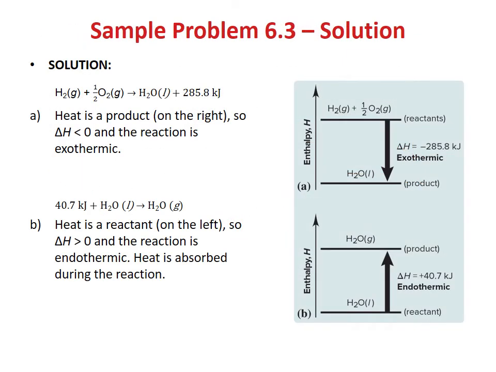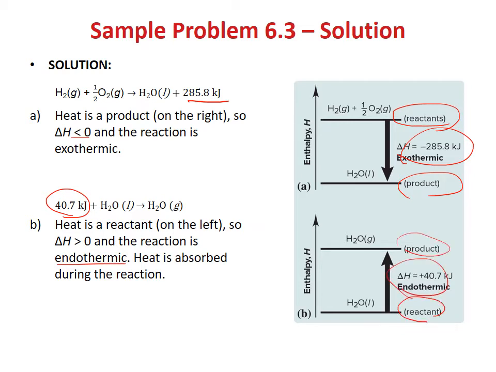Okay, so here are the answer keys. For A, heat is a product, and so delta H is negative. It's an exothermic reaction, and so the reactants release heat to the surroundings to form the product. And for the second reaction, heat is a reactant, and so the reaction is endothermic, absorbing heat. So the reactants absorb heat and become product.